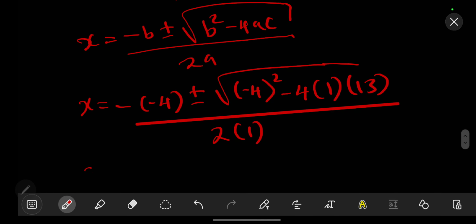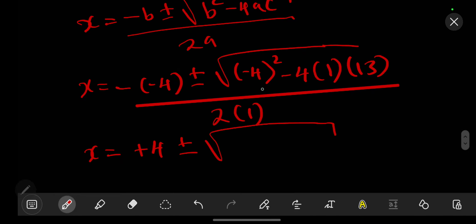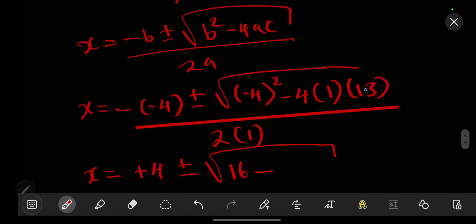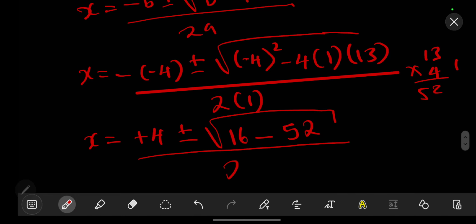So x is equal to negative times negative 4, that's positive 4, plus or minus the square root of negative 4 squared, which gives us 16 since it's in brackets, minus 4 times 13. 13 times 4 gives us 52. So we have a negative 52, then over 2.